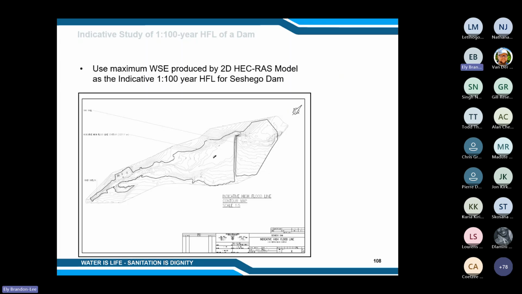I then used the maximum water surface elevation produced by my 2D ACRES model as the indicative 1 in 100-year high flood line for my dam, as this was the highest water surface elevation produced out of all my analyses and was therefore the most conservative high flood line to use in terms of public safety.